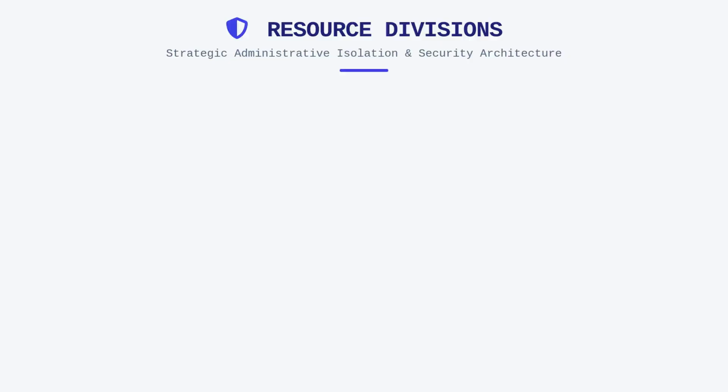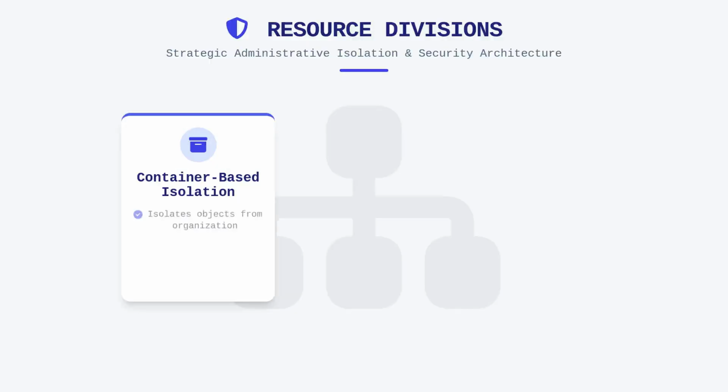In any complex enterprise environment, you quickly encounter the need to delegate administrative authority without granting global access to every user or object. Resource divisions provide this exact capability by acting as a container-based security mechanism that isolates specific objects from the rest of the organization.